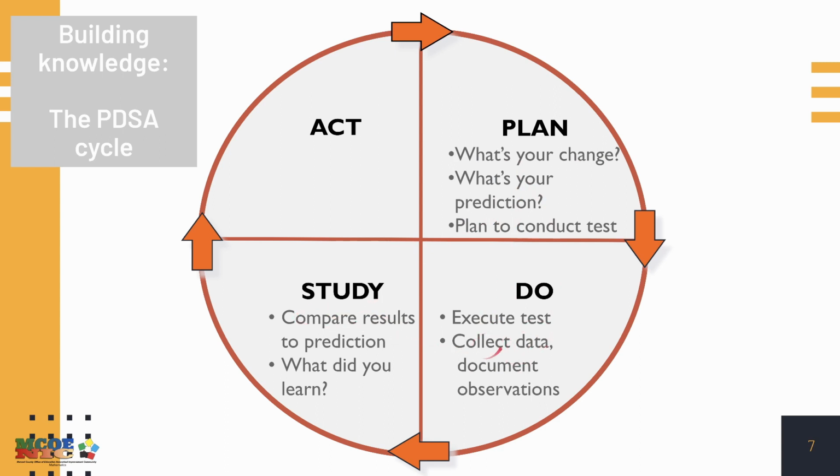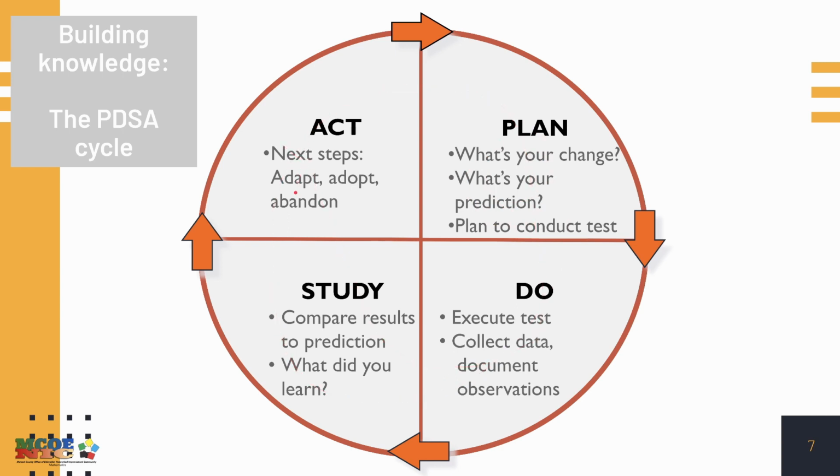What happened? Did you collect the data that you were expecting? Did you not collect the data that you were expecting? Did you get the results that you were expecting? So the study is really where you take that data and you match it up against your prediction to try and learn something. And then the last section is the act, and that's really where you make your plans for the next steps as you go through this cycle again.